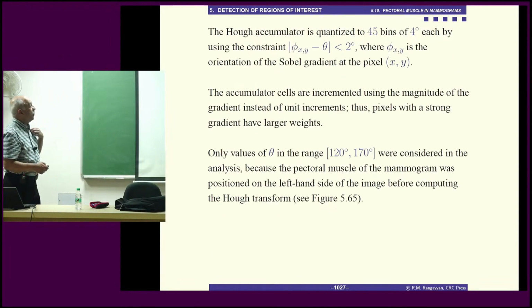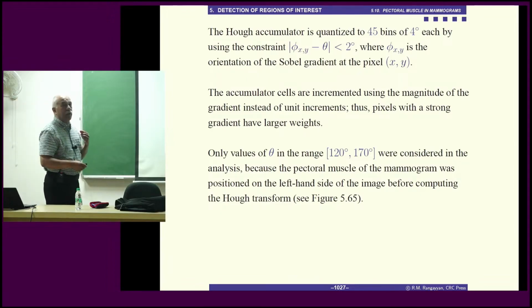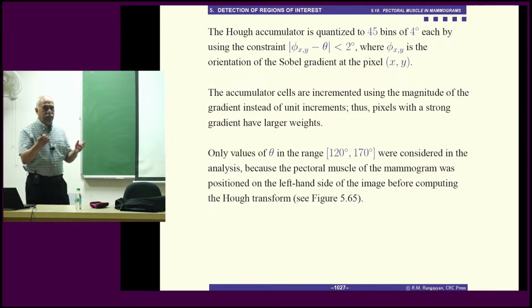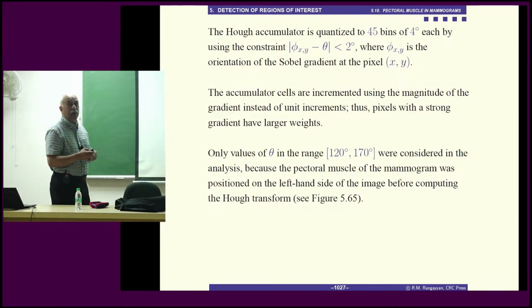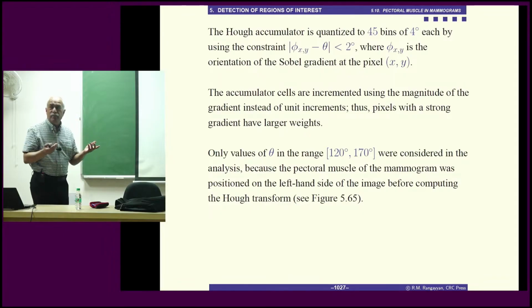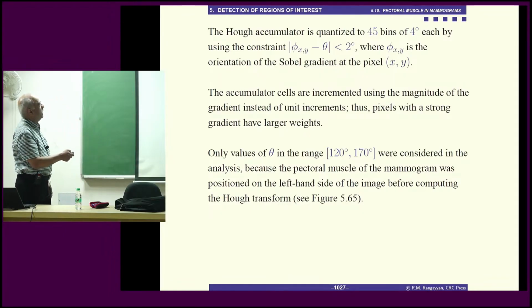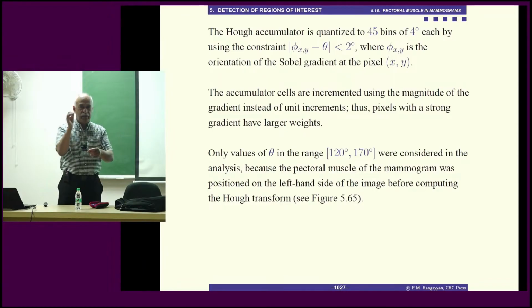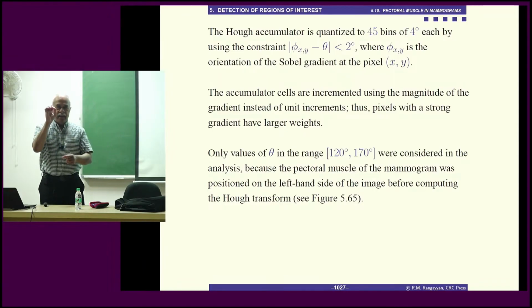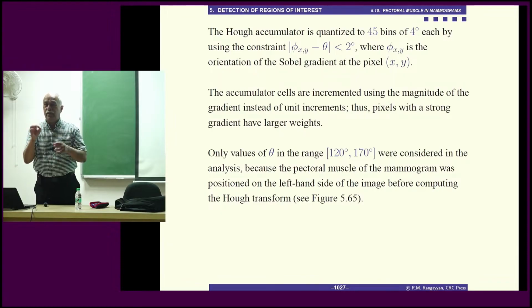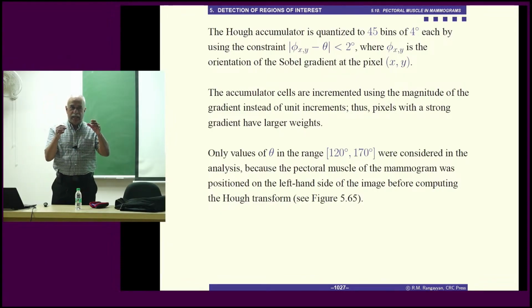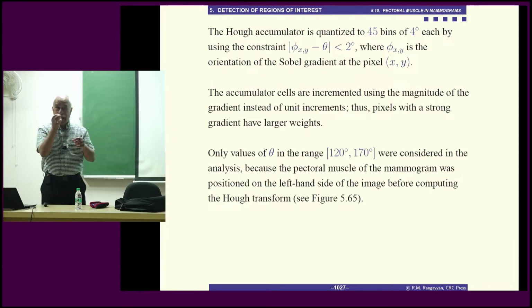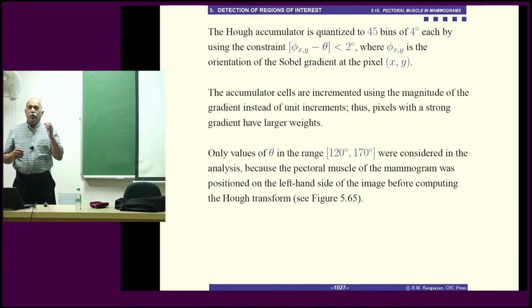The Hough accumulator is quantized to 45 bins of 4 degrees each. To create the discrete accumulator, you have to discretize the variables rho and theta. So you choose some quantization. We chose 45 bins of 4 degrees each. The accumulator cells are called accumulator because you keep putting a vote into that. Every time a pixel is analyzed, is it on the edge or not? Is it on a straight line or not? If it is on a straight line, for that bin in the accumulator cell, you add 1. But you don't have to always add 1.